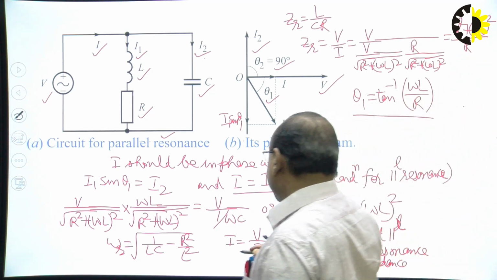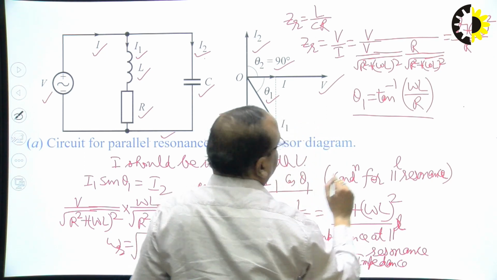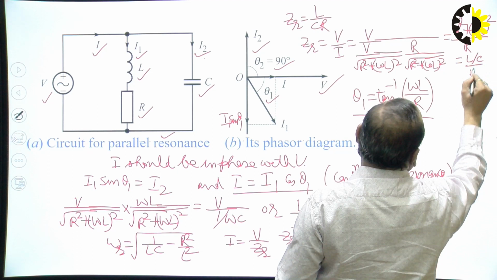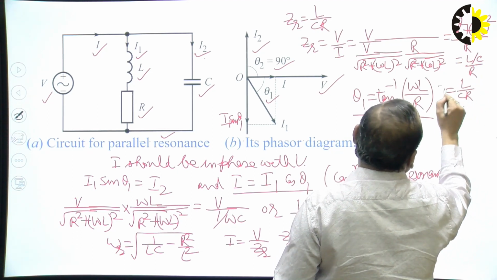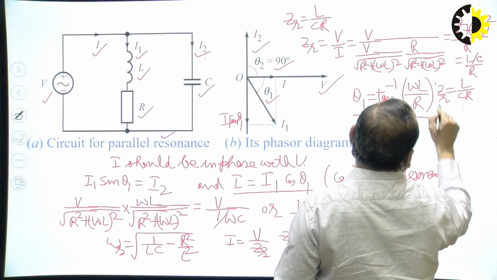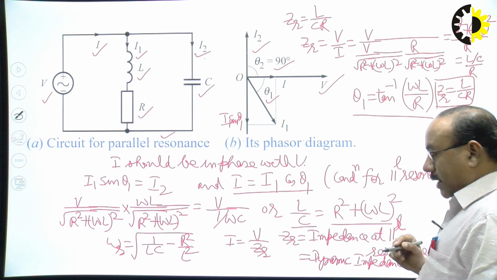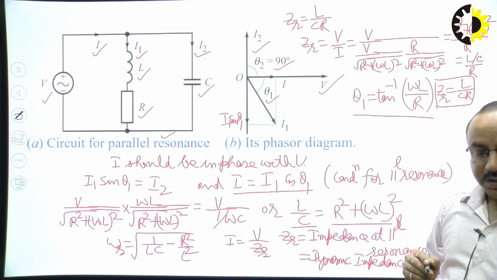And here we have seen that R square plus omega L whole square equals L upon C. So we put the value here: L upon C divided by R. On simplification it comes out as L upon CR. So this is the dynamic impedance of this parallel resonant circuit. That way we find it. So this is the method for calculation of the dynamic impedance of this parallel resonant circuit.